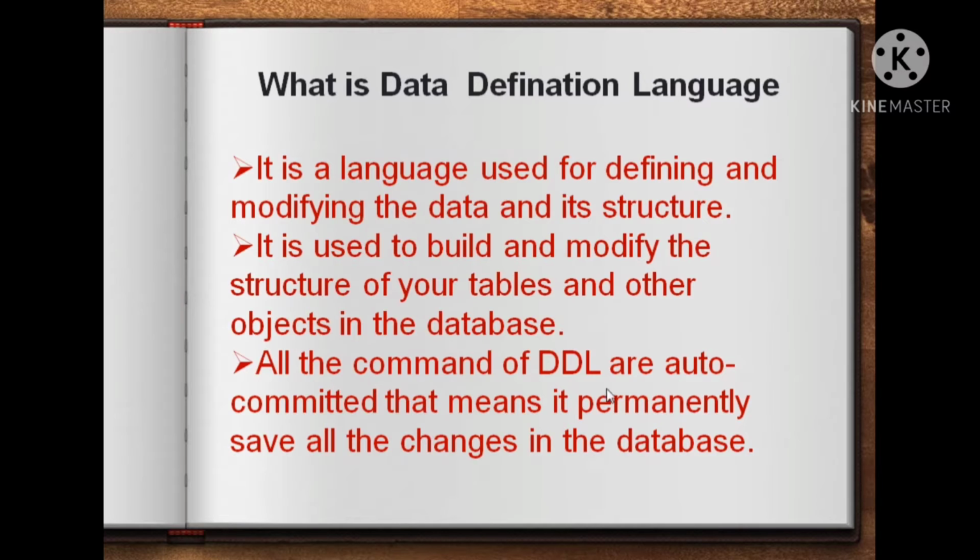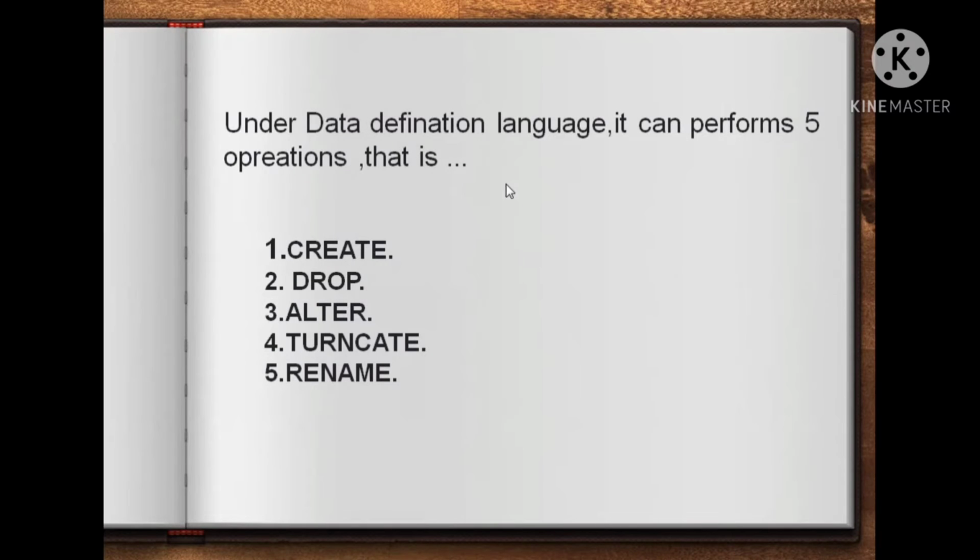All the commands of DDL are auto committed. That means it permanently saves all the changes in the database. You cannot change the past values. You will understand clearly how DDL works. Now see what the commands in DDL are. Under DDL it can perform 5 operations, that is create, drop, alter, truncate, rename.